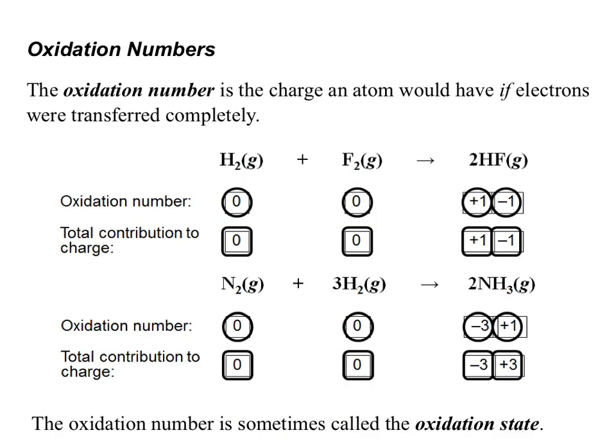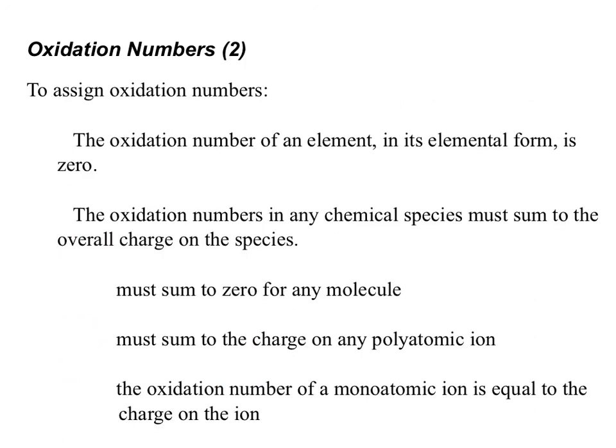Oxidation numbers. The oxidation number is the charge an atom would have if electrons were transferred completely. These help us keep track of charge distribution in our compounds. The oxidation number is sometimes called the oxidation state. To assign oxidation numbers, the oxidation number of an element in its elemental form is always 0. The oxidation numbers in any chemical species must sum to the overall charge of the species. Therefore, they must sum to 0 for any molecule, must sum to the charge of any polyatomic ion, and the oxidation number of a monoatomic ion is equal to the charge on the ion.